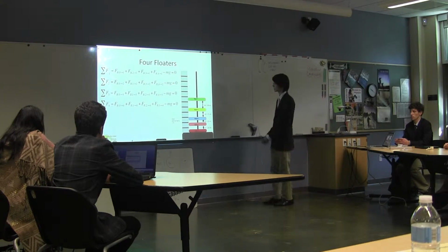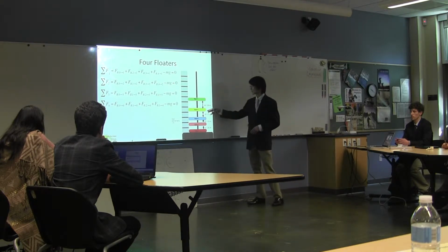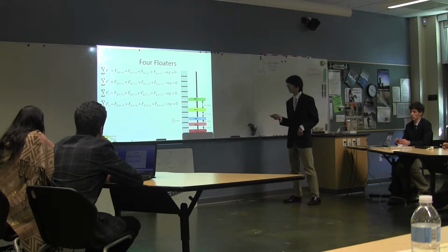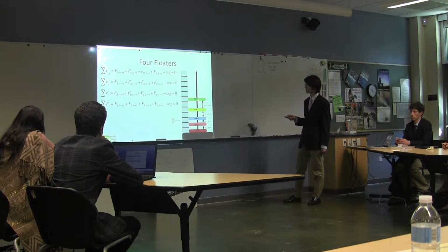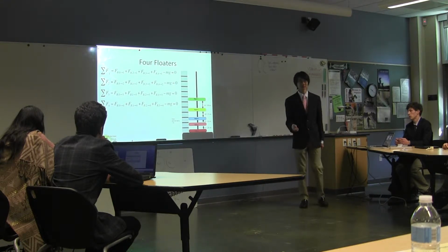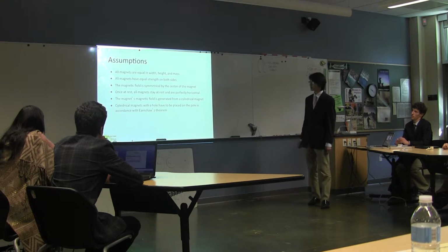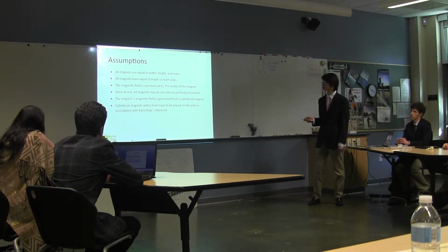However, something important that I want to point out is that as you add 3 and more floaters, there is still a repulsive effect on magnet 4, for example, from magnet 3. However, when you add magnet 4, there is also an attractive force between magnet 4 and magnet 2, and then a repulsive force between magnet 4 and magnet 1. That's important because it changes the net forces on each of these magnets and must be noted in the formulas here. These are some of our basic assumptions: the magnets are equal width, height, mass, and so on.